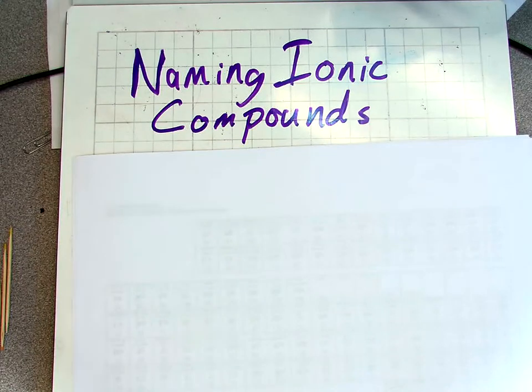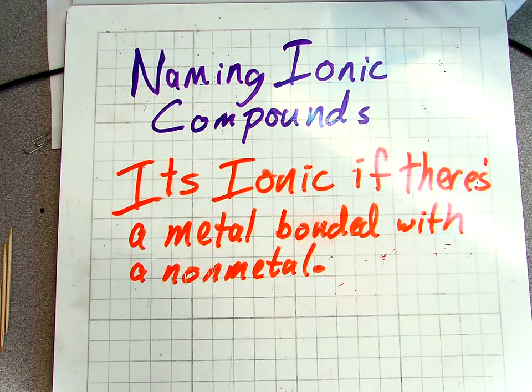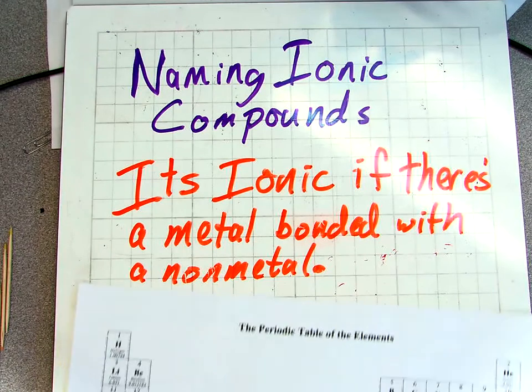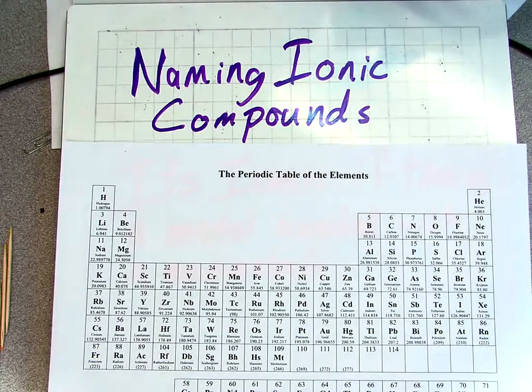Naming ionic compounds can seem difficult at first, but there's really only a couple rules that you need to follow. First off, before you try naming an ionic compound, you should identify that it is an ionic compound. So first thing you want to do is make sure that you have a metal bonded with a non-metal. So to do that, you got to remember which are the metals, which are the non-metals.